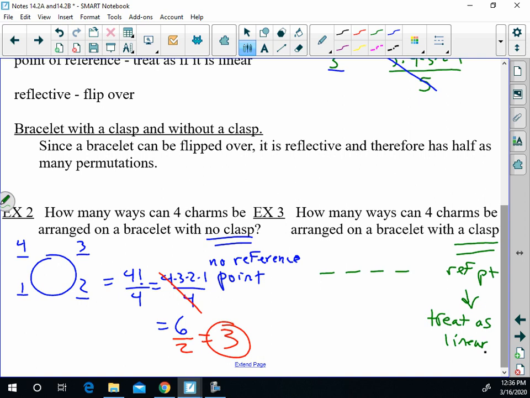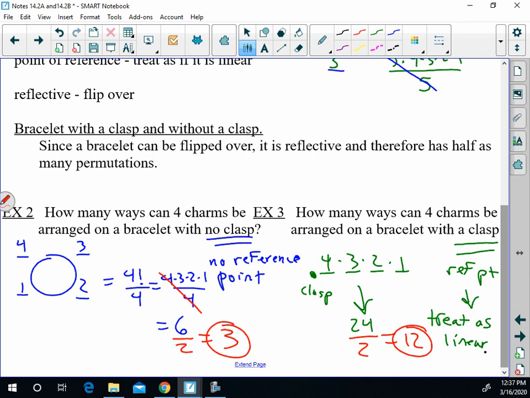Since here's my reference point right over here, this is the clasp. And I'm going to write the 4, 3, 2, and 1 on the lines with the multiplication between them, giving us a total of 24. But don't forget, this is something small. This can be flipped over, so we're going to divide it by 2, and we're going to get a grand total of 12 different arrangements.